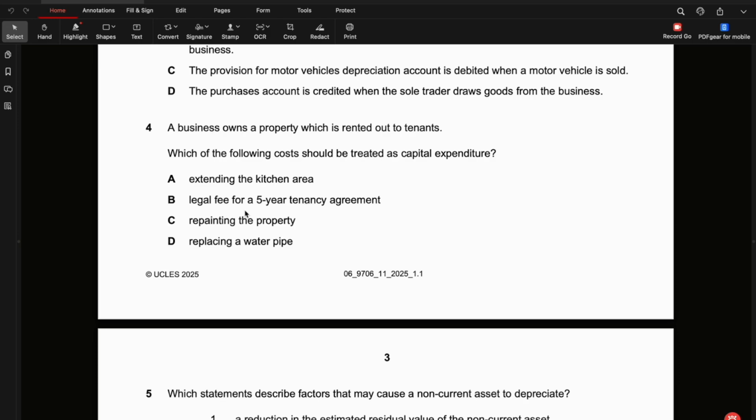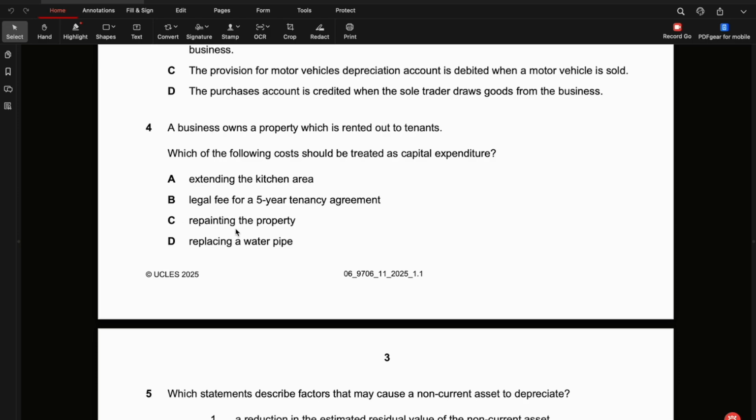A legal fee for a 5-year tenancy agreement. So we are paying the legal fee for 5 years. This is a recurring expense; every year we need to pay. Here we are doing it for 5 years, but normally an agreement happens for 11 months or 1 year, so we need to do it on a yearly basis. Maybe they are paying all that at once for 5 years, but these are recurring in nature. After 5 years, we need to do it again.